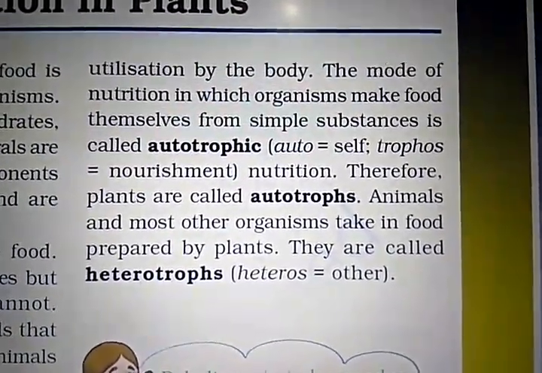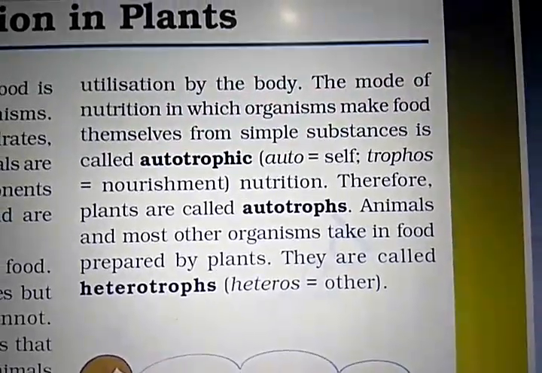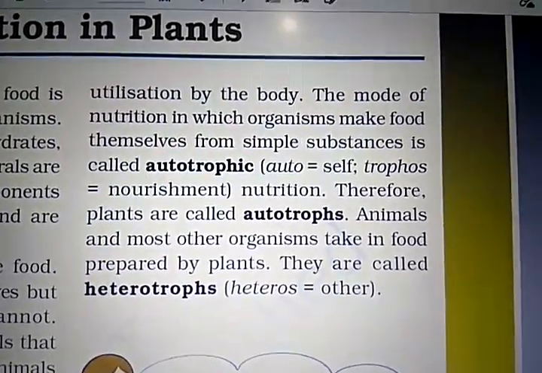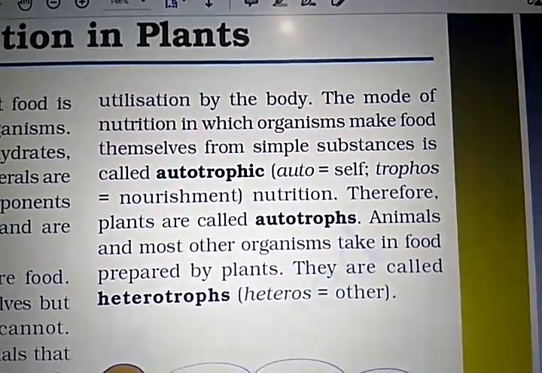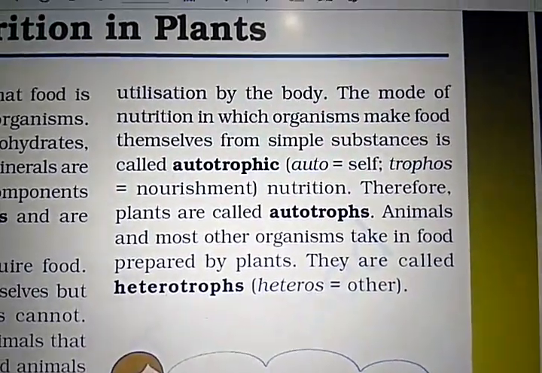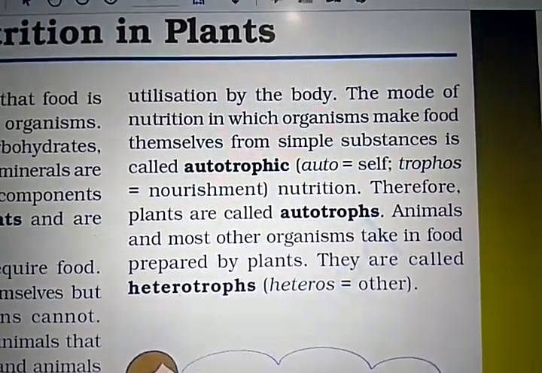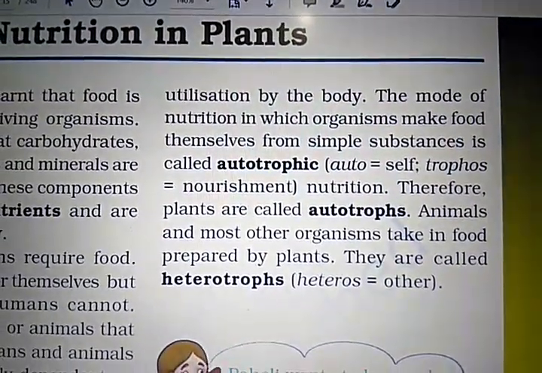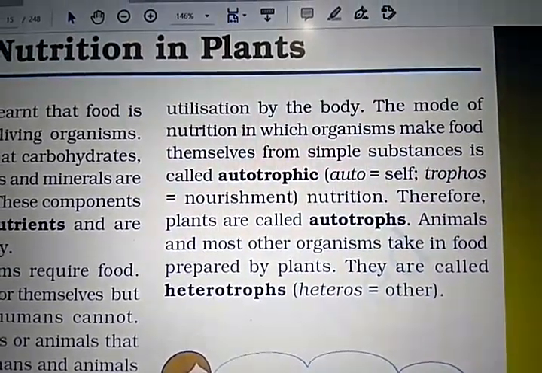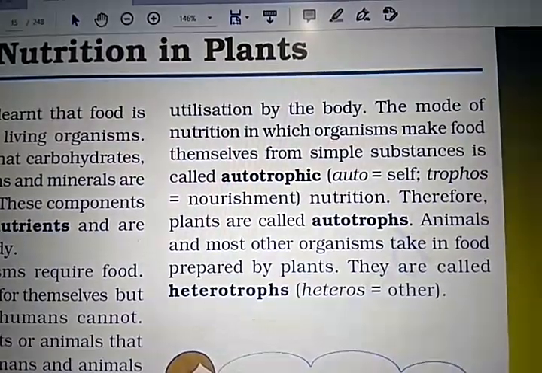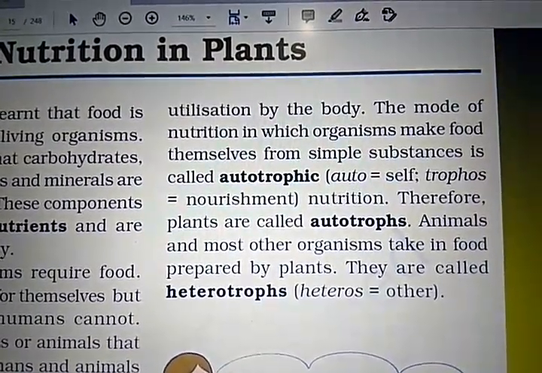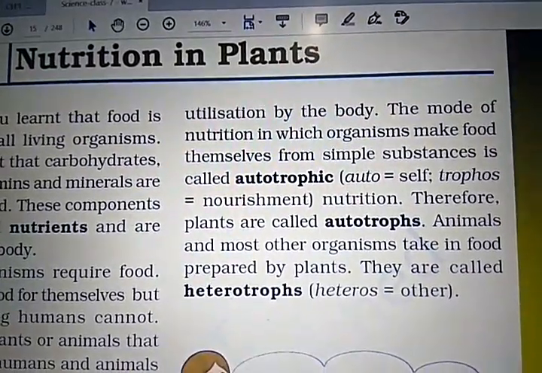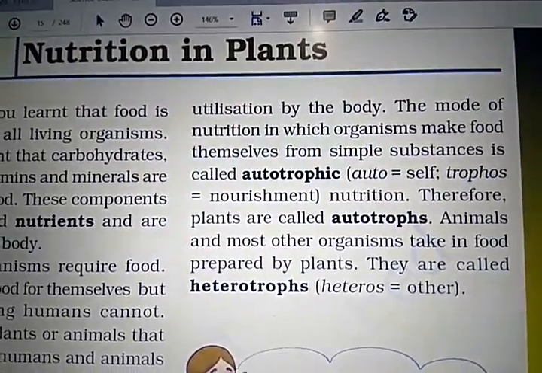Plants are called autotrophs. Animals and most other organisms take in food prepared by plants; they are called heterotrophs. Hetero means other and troph means nourishment. So animals, birds and insects get nourishment and energy from others, meaning they depend. Plants are independent, meaning autotrophic. Heterotrophs means dependent. So these are the differences between autotrophs and heterotrophs.